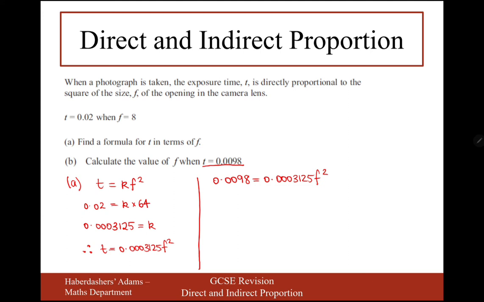So 0.0098 divided by the answer button, and I got 31.36. Then I'm going to square root that answer, and I get 5.6 as the F value. Now that's plus or minus because you've inversed a square, but it doesn't make sense for us to have a negative opening in the camera lens. So F is just positive 5.6.